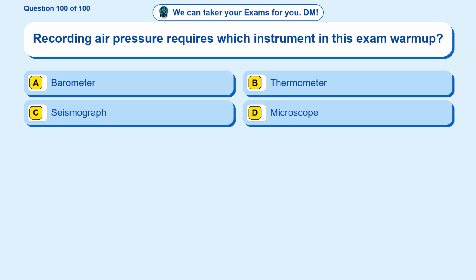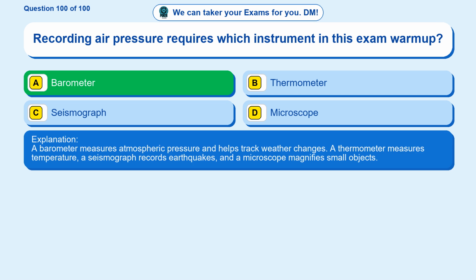Question 100. Recording air pressure requires which instrument in this exam warm-up? Option A, barometer. Option B, thermometer. Option C, seismograph. Option D, microscope. The correct answer is option A. Barometer. A barometer measures atmospheric pressure and helps track weather changes. A thermometer measures temperature, a seismograph records earthquakes, and a microscope magnifies small objects.